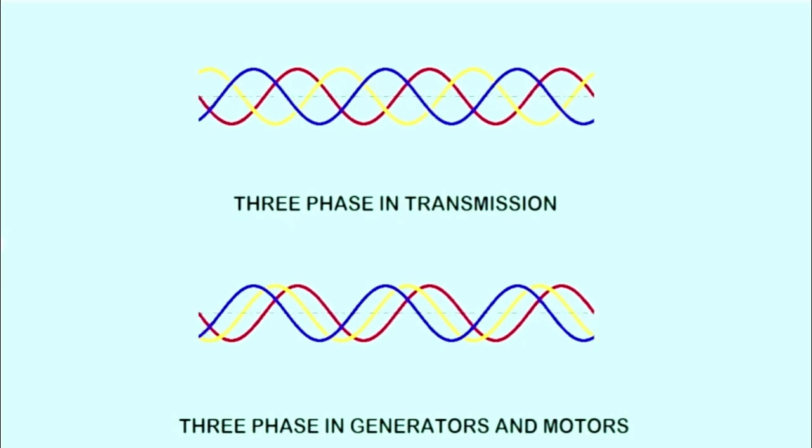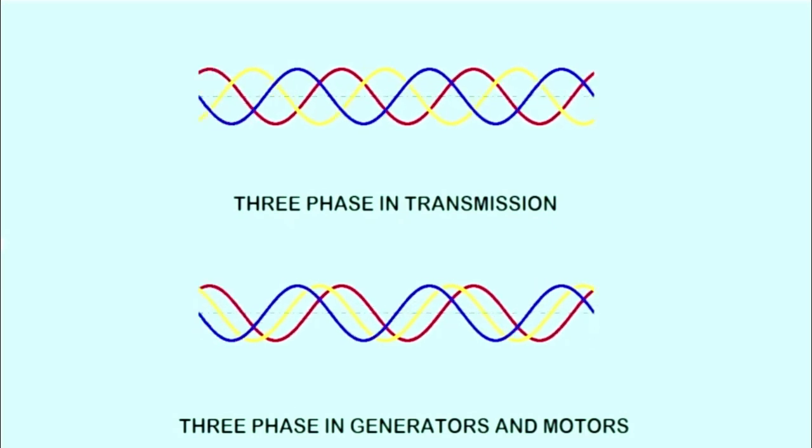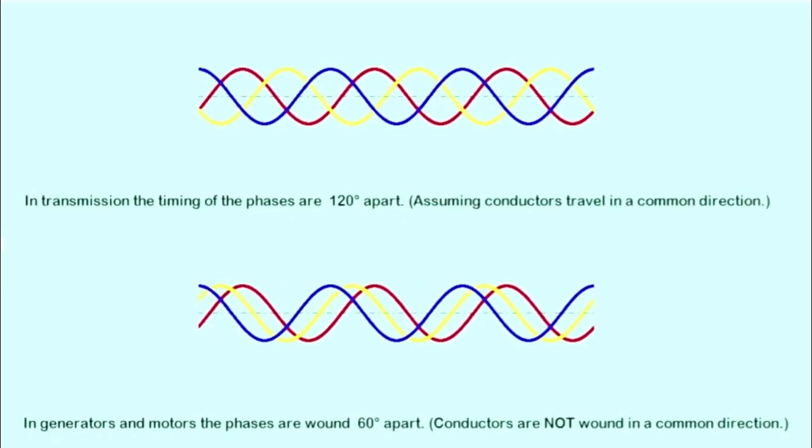The difference between three-phase in transmission and three-phase in generators and motors. In transmission, the timing of the phases are 120 degrees apart, assuming conductors travel in a common direction. In generators and motors, the phases are wound 60 degrees apart. Conductors are not wound in a common direction.